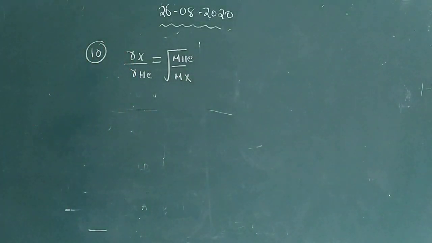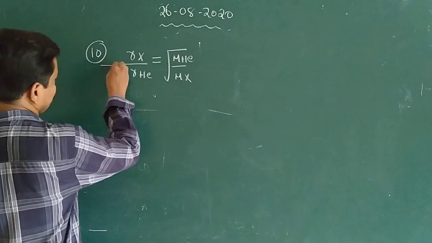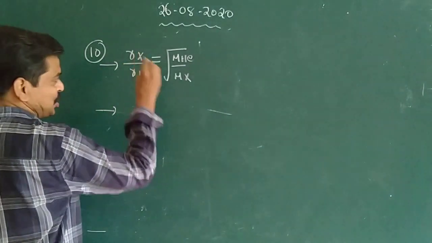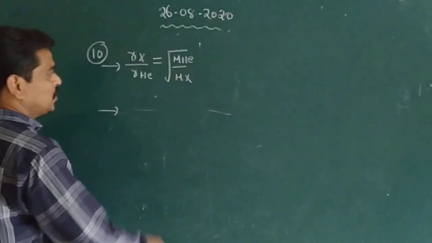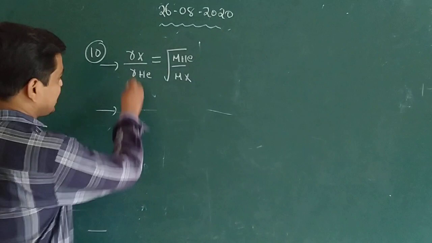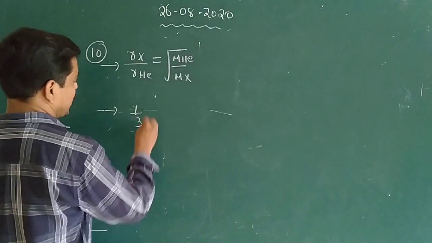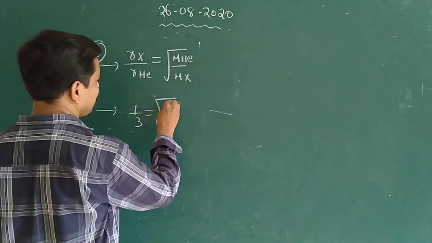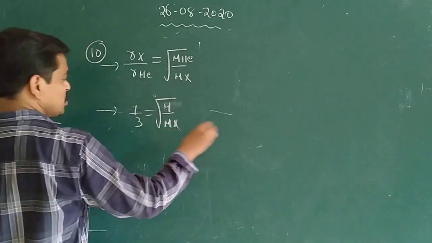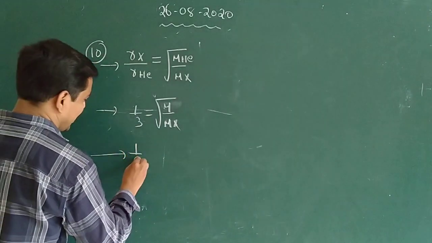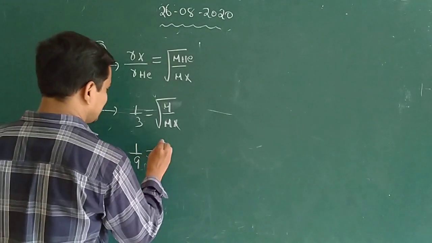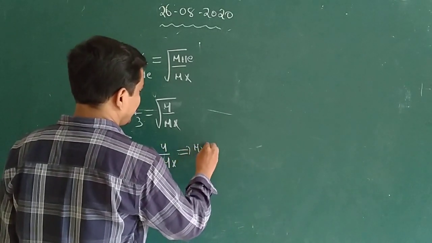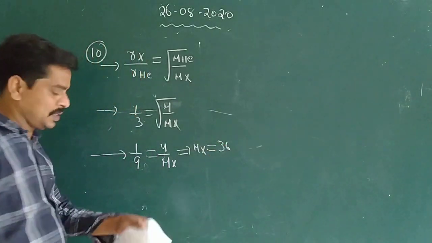Okay, students, now come to my point. Here he said this ratio is 1 by 3, no doubt at all. So this ratio is 1 by 3, equal to square root of Mhe by Mx, where Mhe means the molecular mass of He. Squaring on both sides, 1 by 9 is equal to 4 by Mx, students. That implies Mx is equal to 4 into 9, which is 36, students.